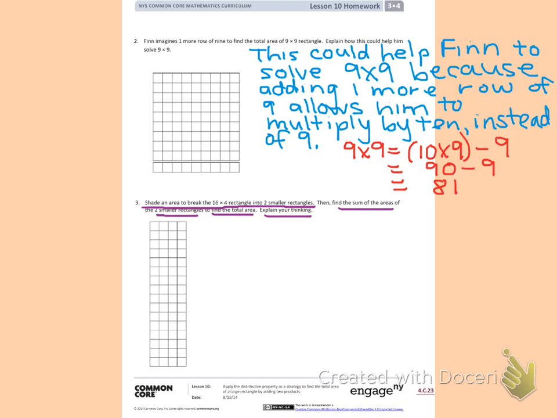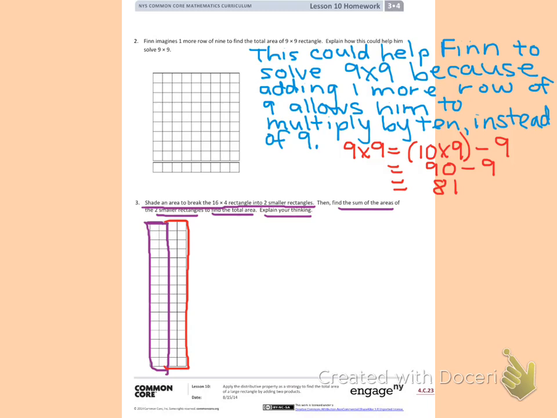Well, I know that if I'm going to make them equal, I could break the number 4 in half very easily. I could break the 4 in half by drawing a line right here. Now, there's two columns on one side and two columns on the other. This will be one rectangle, and this will be the other rectangle. All right, let's label the sides now.